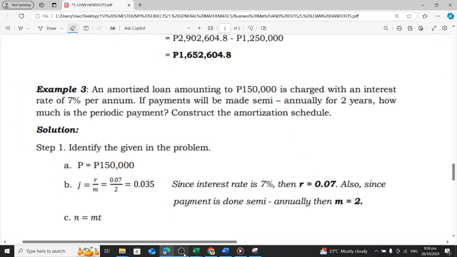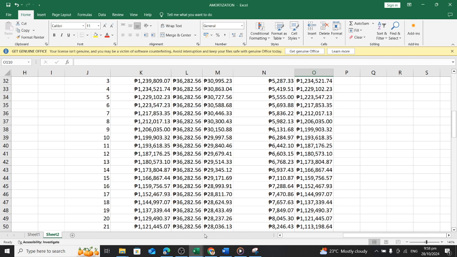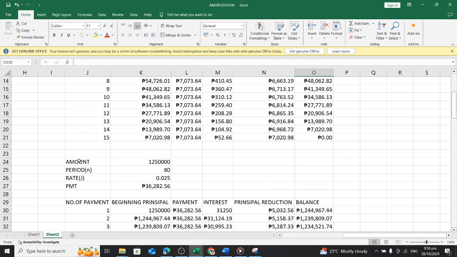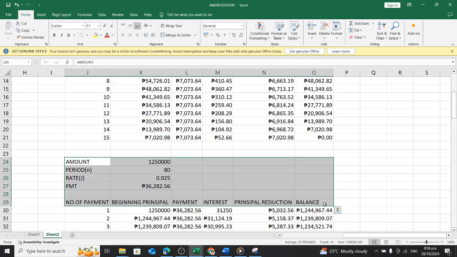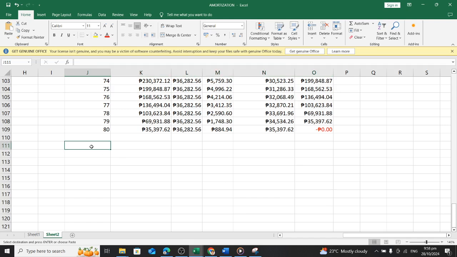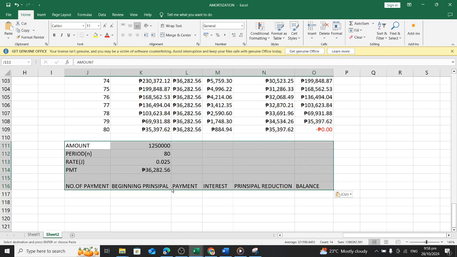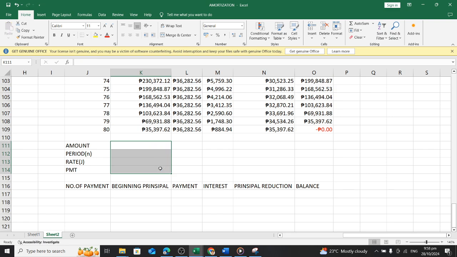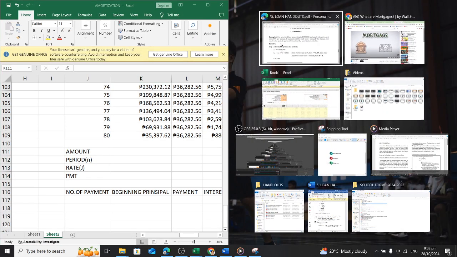Okay. So for a while, let's set up our Excel. So let's copy our format. All right. Sige. Let's go to example number 3.